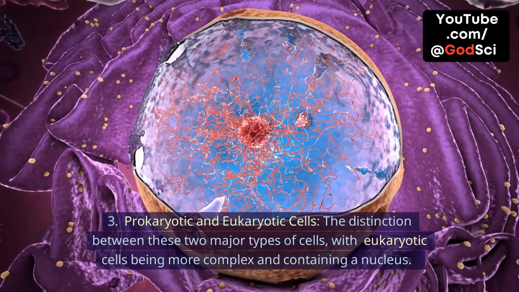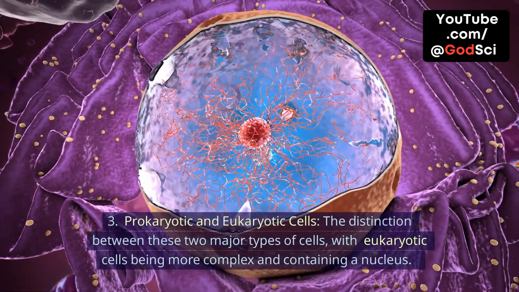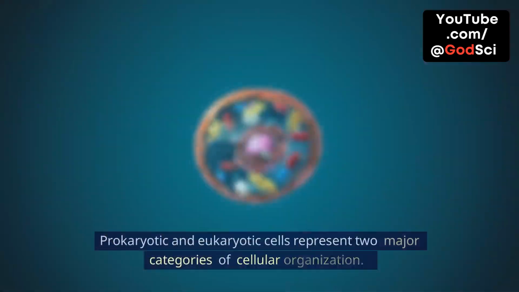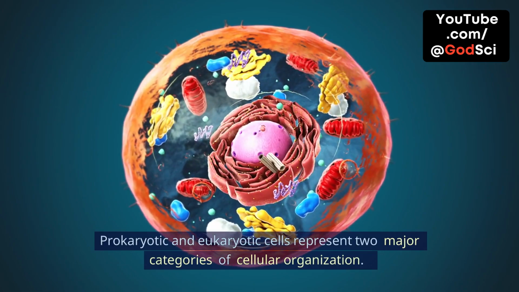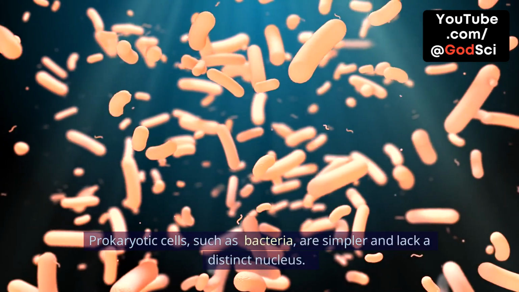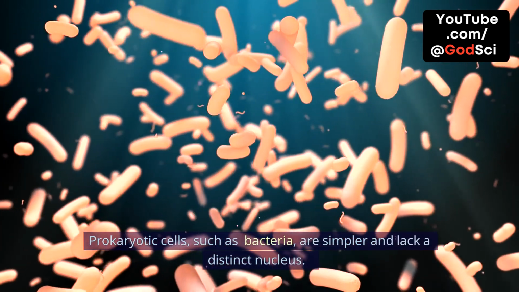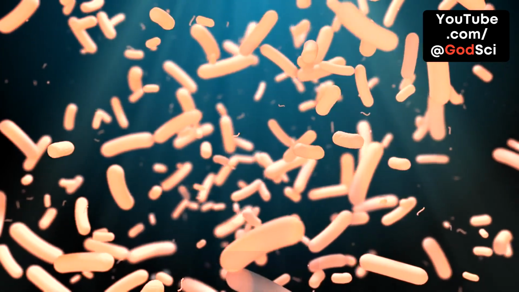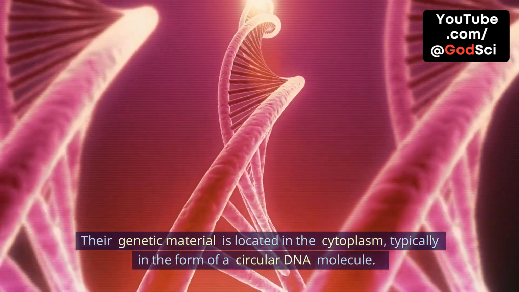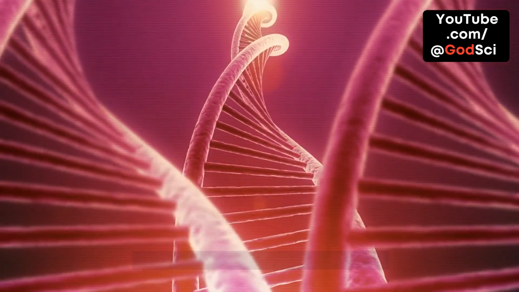3. Prokaryotic and eukaryotic cells. The distinction between these two major types of cells, with eukaryotic cells being more complex and containing a nucleus. Prokaryotic and eukaryotic cells represent two major categories of cellular organization. Prokaryotic cells, such as bacteria, are simpler and lack a distinct nucleus. Their genetic material is located in the cytoplasm, typically in the form of a circular DNA molecule.